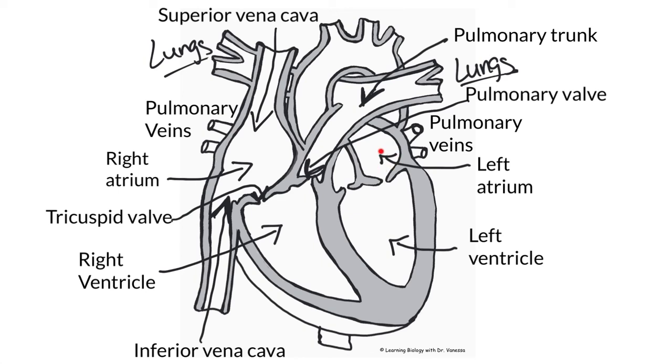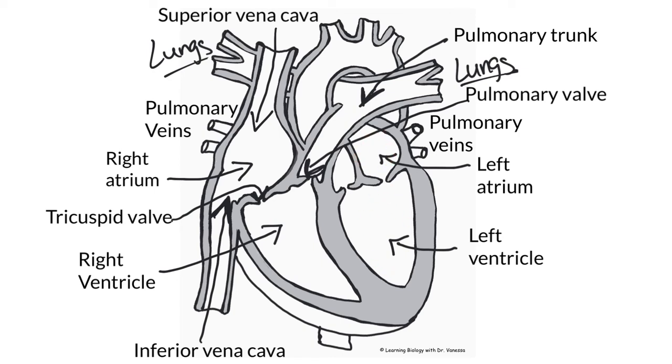So now we're in the left side of the heart, and if you remember from before, blood in the left side of the heart is oxygenated because it came from the lungs. Remember, if this is going too fast, please make sure to pause the video, catch up, and then start right back.